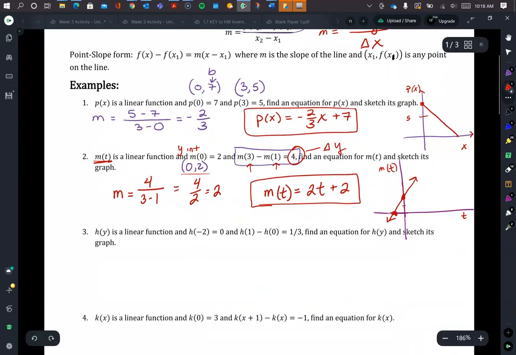Next problem, you could try this one on your own now that you have more information, but just to set you up for it, this would be h of y equals is a linear function, and h of -2 equals 0. So figure that point out. So it's not your y-intercept, but it'll be your x-intercept. And then you have the difference in the y's here. H of 1 minus h of 0 equals 1/3. So that's the numerator in your slope.